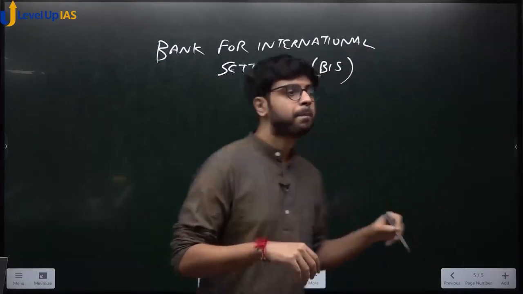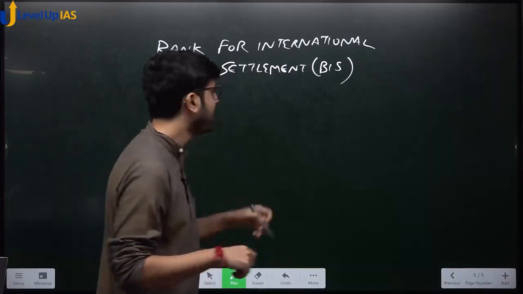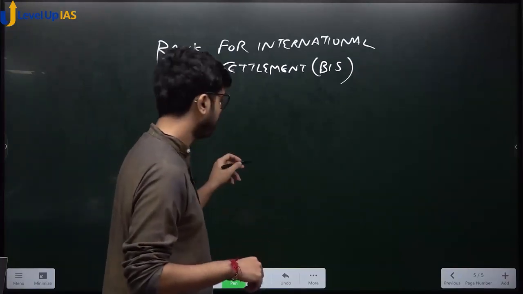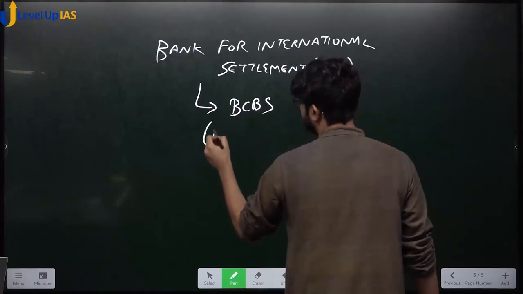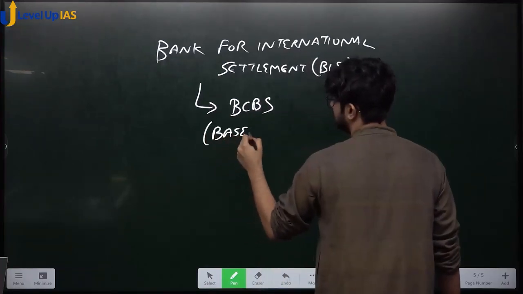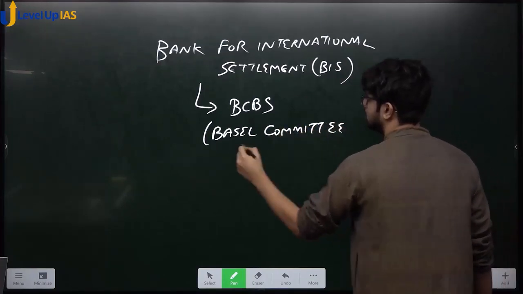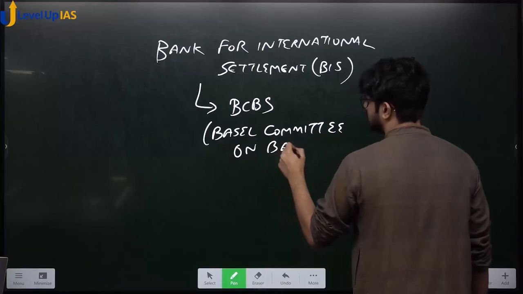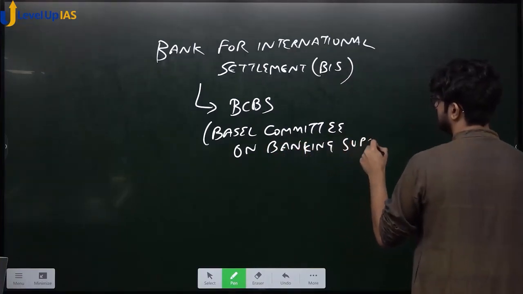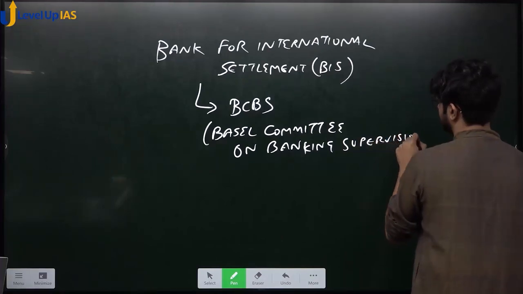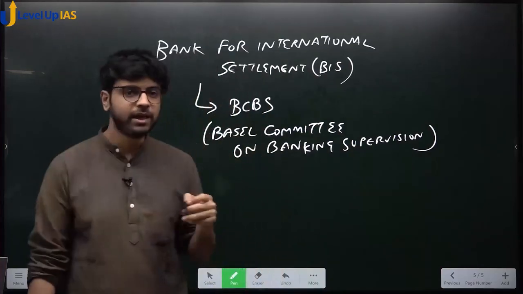So, point being, they have various committees. RBI also has a monetary policy committee, yes or no. Similarly, this bank has a committee called BCBS. I'll write the full form also. See this. Basel Committee on Banking Supervision. Okay, this is a committee.